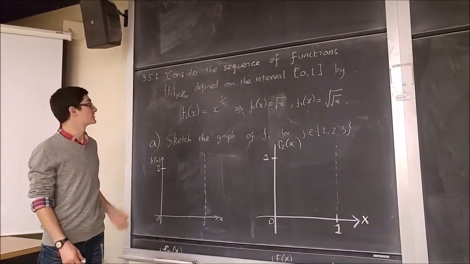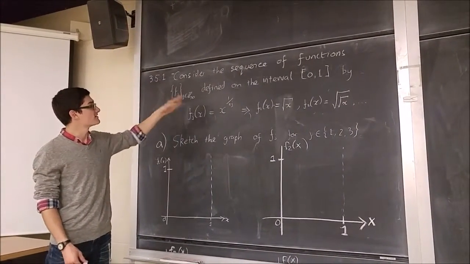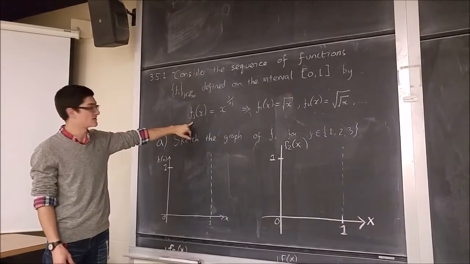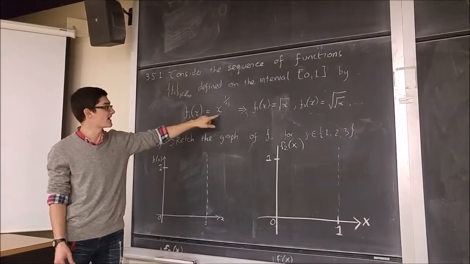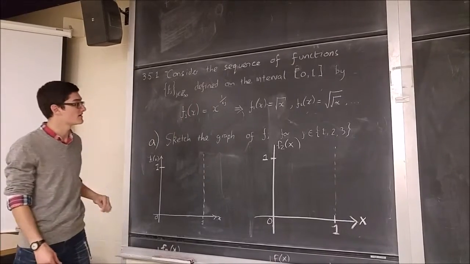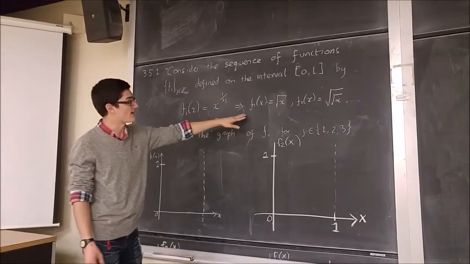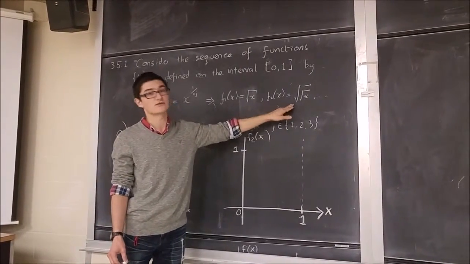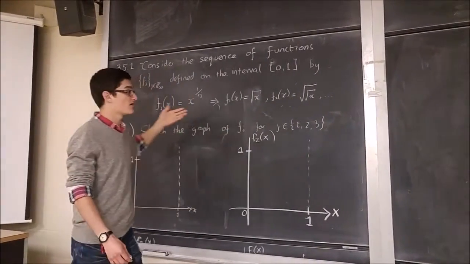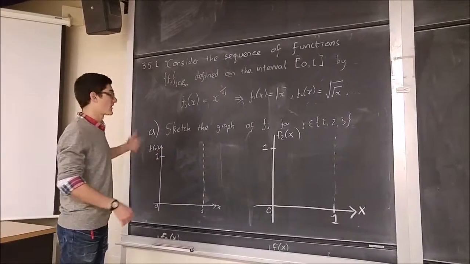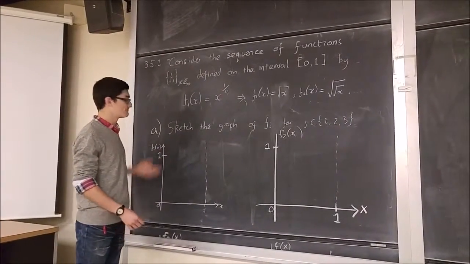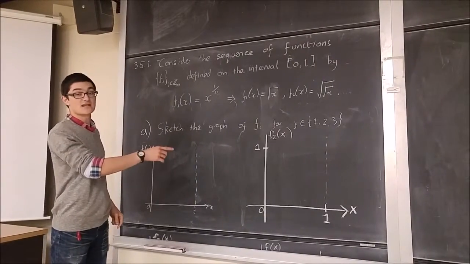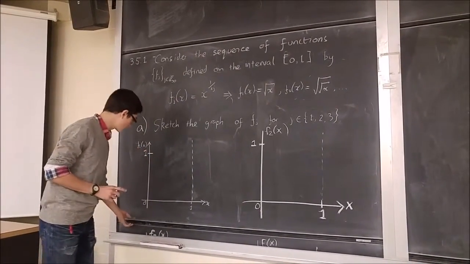Consider the sequence of functions f sub j defined on the interval 0 to 1 by this equation. f sub j of x is x to the 1 over 2j. So for f1 of x, you get root x. For f2 of x, you get the square root of the square root of x, or x to the 1 over 4, and so on. Part A says, sketch the graph of f sub j for j an element of 1, 2, and 3.